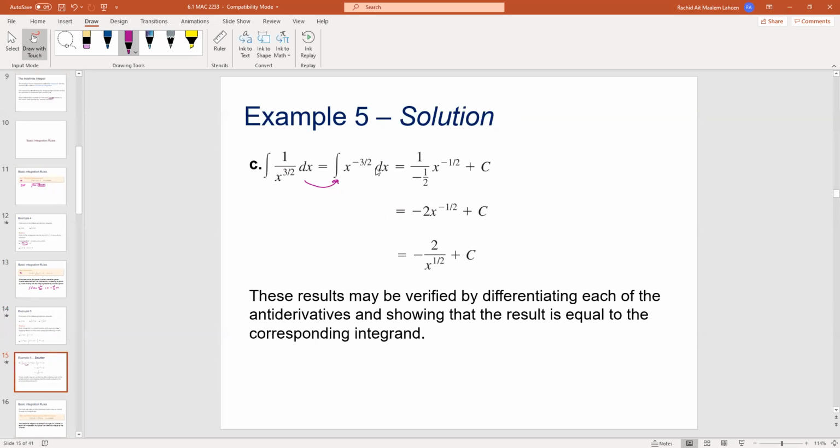All right, so I think now you're familiar with this, because when you take this negative 3 halves and you add 1 to it, you should get negative 3 halves plus 2 over 2, which is negative 1 half. So this becomes negative 1 half, and you divide by it, and if you divide by a fraction, it means multiplying by negative 2, and that gives you this answer. So that's the answer for C.